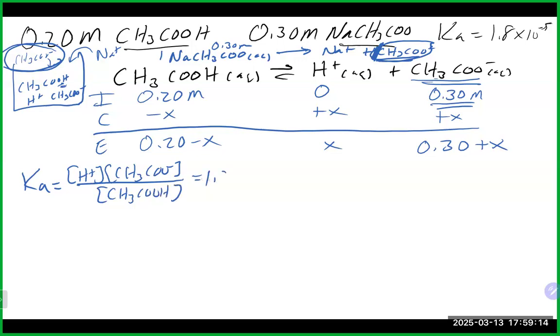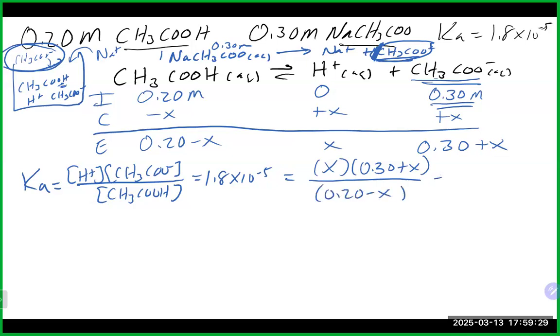And that will equal our 1.8 times 10 to the minus 5. That's going to get us here. I'll just go this way with it: X times (0.3 plus X) divided by (0.2 minus X), and that equals obviously our 1.8 times 10 to the minus 5. Just like we did on the first one, why not? Let's go and assume that X is equal to 0.